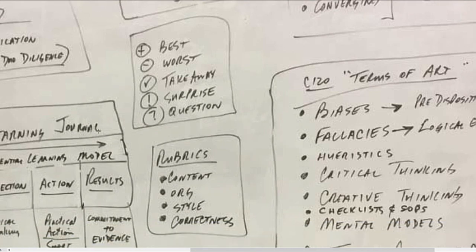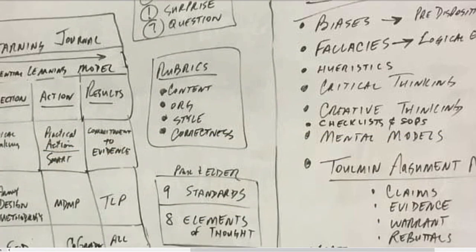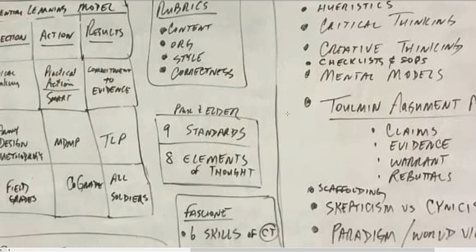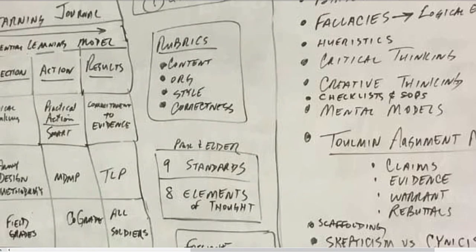We talked about how the elements of Paul and Elder and Facione are reflected inside the rubrics for our reading, writing, and speaking, and it is expressed through those contents, organization, style, and correctness components of the rubric, the means by which we will judge our thinking.